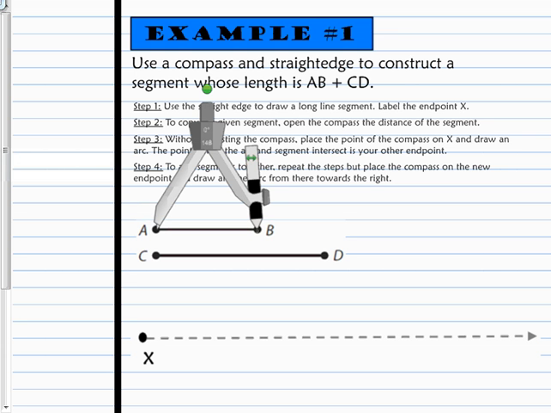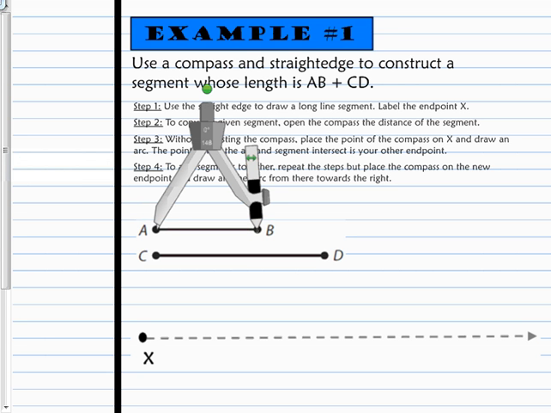And then what we're going to do now is use a compass and a straight edge to construct a segment whose length is AB plus CD. So if you have not bought your compass yet, you need to stop this video and go to the store and buy your compass, because you cannot do these problems without having a compass.